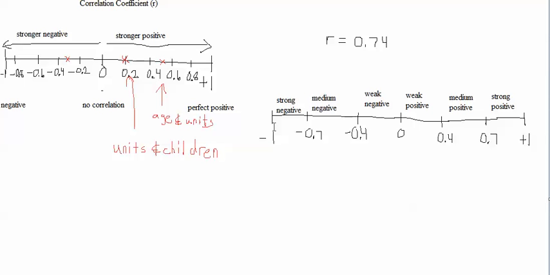closer to -1. And -1 is a perfect negative, which means a negative correlation can't be any stronger than -1. And +1 is a perfect positive, which means a positive correlation can't be any stronger than +1. So it's actually not possible to get a correlation coefficient beyond -1 out here or beyond +1 out here.